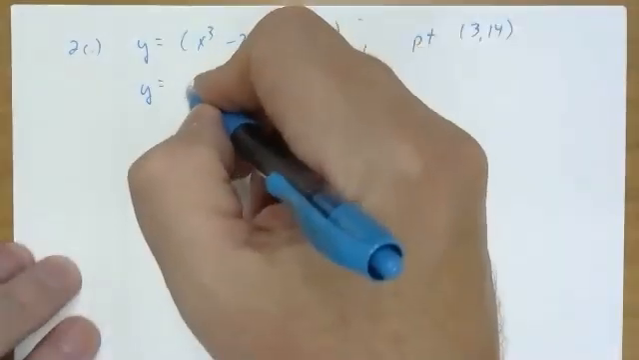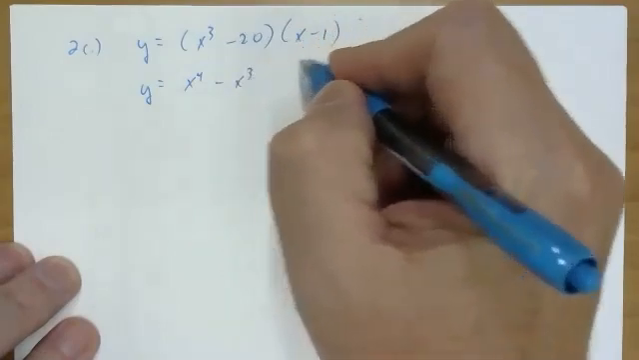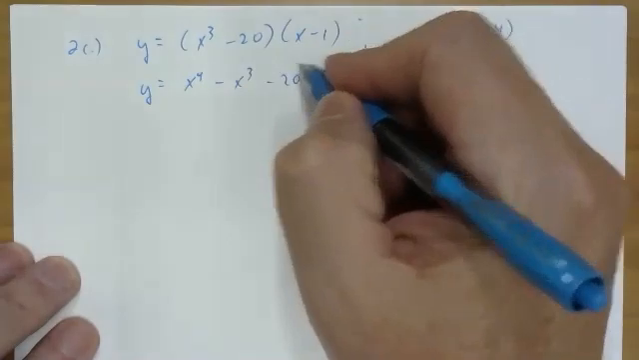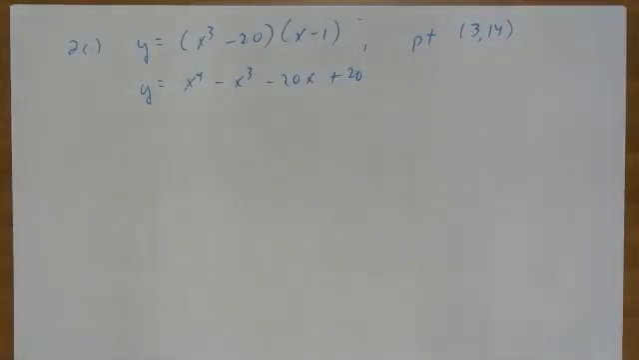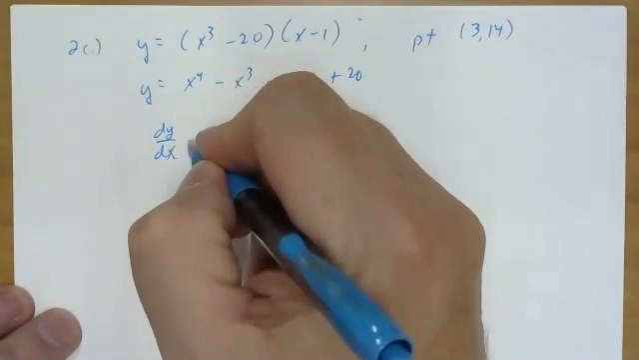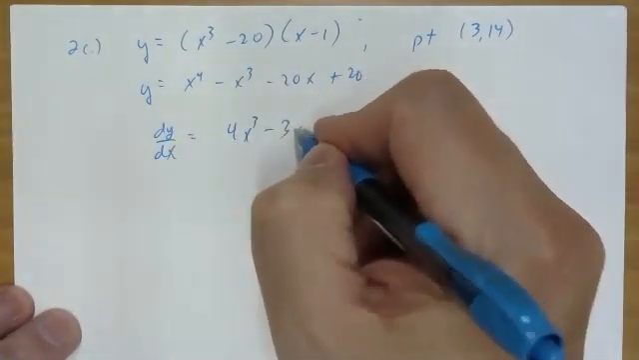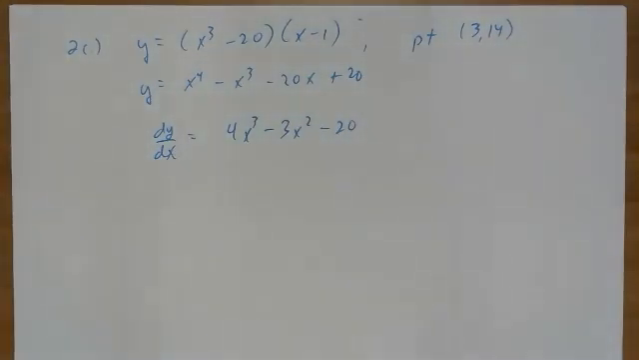x cubed times x is x to the 4th. x cubed times negative 1 is negative x cubed. Negative 20 times x is negative 20x. Negative 20 times negative 1 is plus 20. So now let's take the derivative of this: 4x cubed minus 3x squared minus 20.